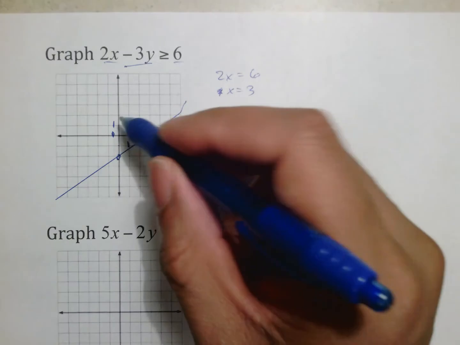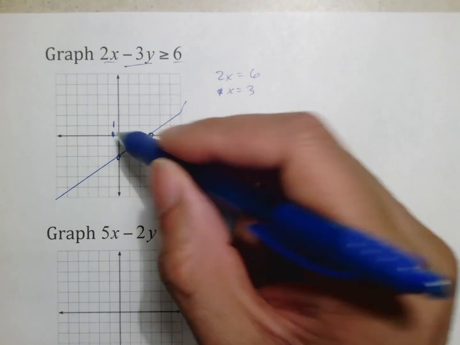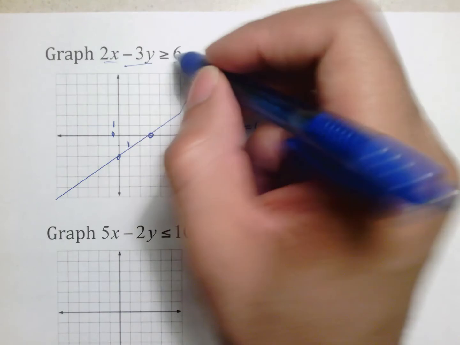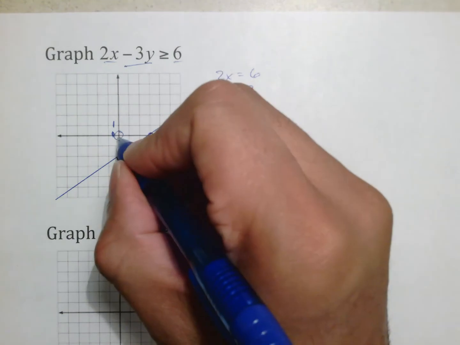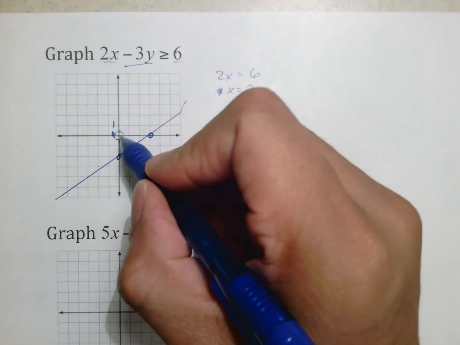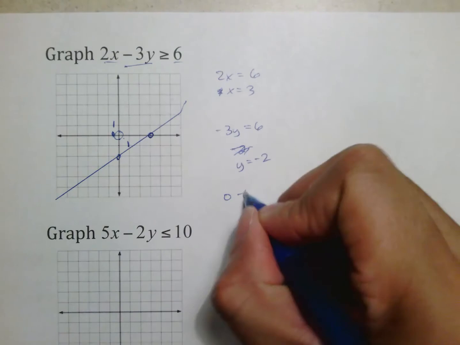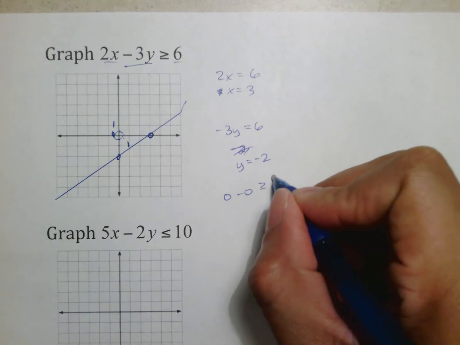Remember that this line separates everything that is good or true from everything that is not good or false. And the way we find out is by asking this person a question. I always circle that so I know who I'm asking. This turns into a 0. This turns into a 0. The sign stays the same, with 6.